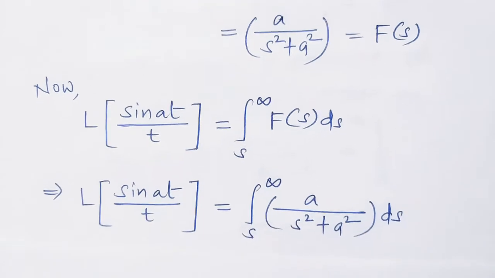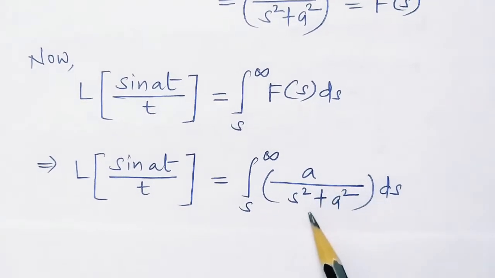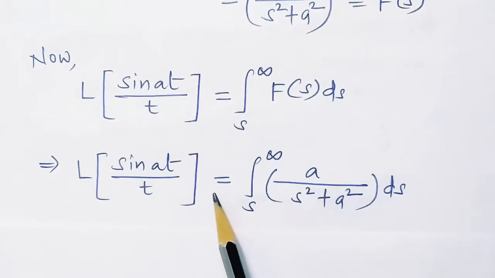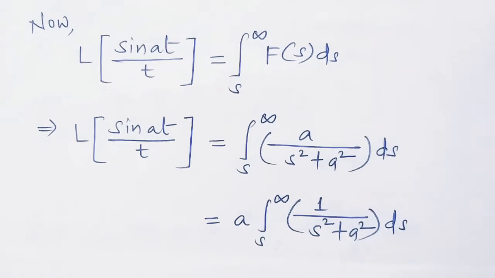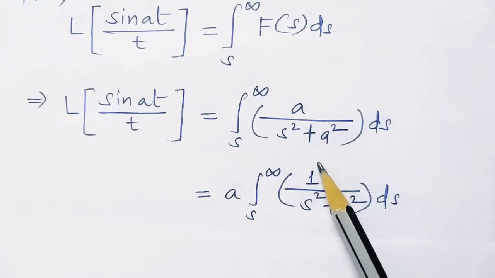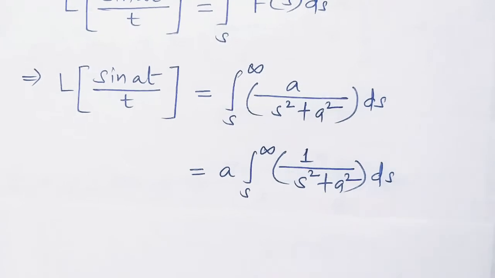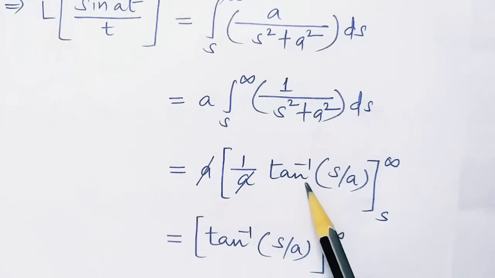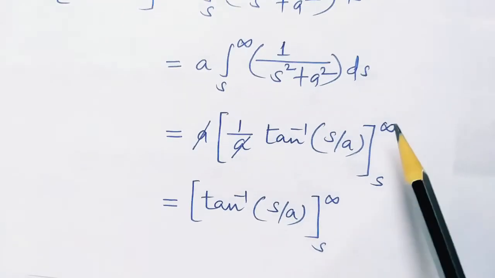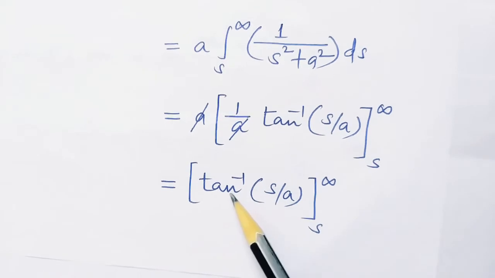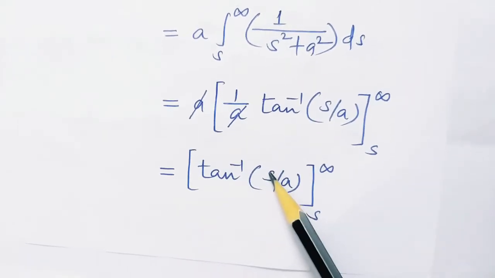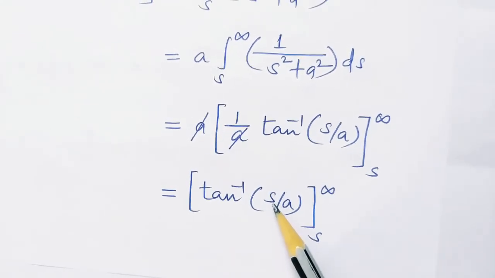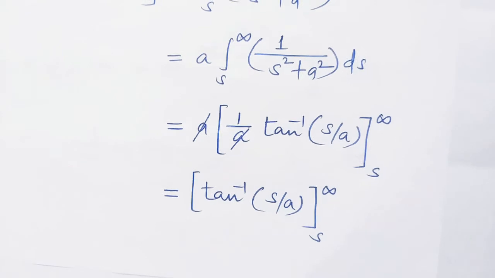So we can replace that f of s by a divided by s square plus a square, the rest will remain the same. Now this a can be taken outside, that is a integration between s to infinity 1 divided by s square plus a square ds, and straightaway we can have the integration, that is a times 1 by a tan inverse of s by a, with limits between s to infinity. The a will get cancelled, and we have tan inverse of s divided by a between s to infinity.